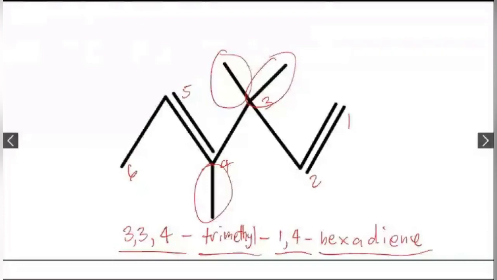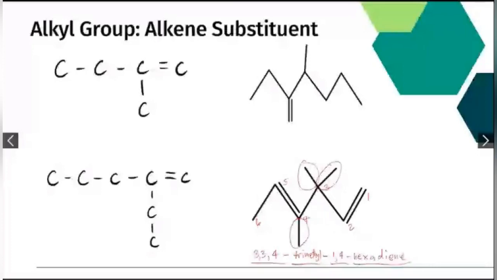Next. So I hope you follow the rules for naming alkenes with alkyl groups. You should know the rules. First is to identify the longest chain containing the double bond. Next, number the carbons in the longest chain and identify the name of the longest chain. Next, identify the location of the double bond. Next, identify the name of the alkyl groups. Then lastly, identify the location of the alkyl groups. So those are the rules for naming the compound.